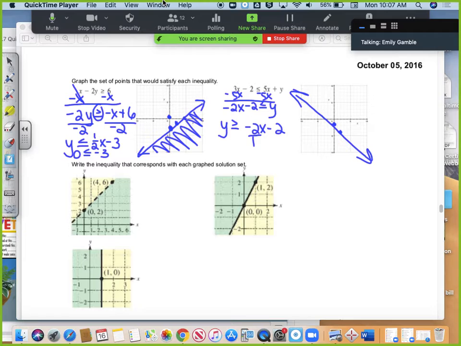And then we would test the point again to see which region is the solution region. Since 0, 0 is not a part of the line, I can use 0, 0. When I do that and I put in 0 for y and 0 for x, I'm left with a true statement. 0 is greater than or equal to negative 2. Because of that, the entire region up top is the solution region, so you would shade up top.